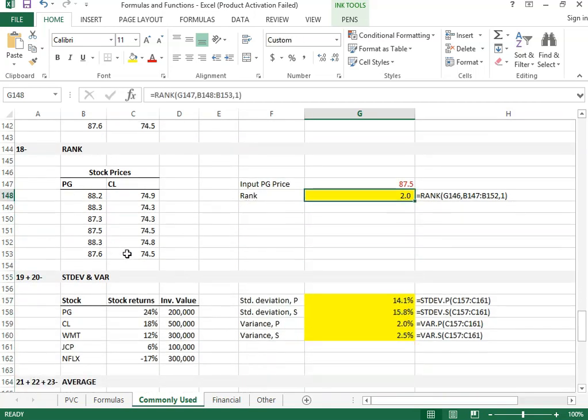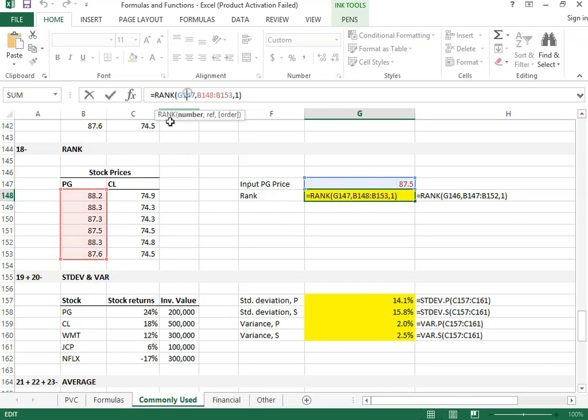Rank tells you the rank of a particular number. So let's say there is a series of numbers which are not in ascending order. You want to find out, as per ascending order, what should be its position or order or rank. So for example, you want to find out what is the rank of 87.5 in all these prices. So you can use rank.